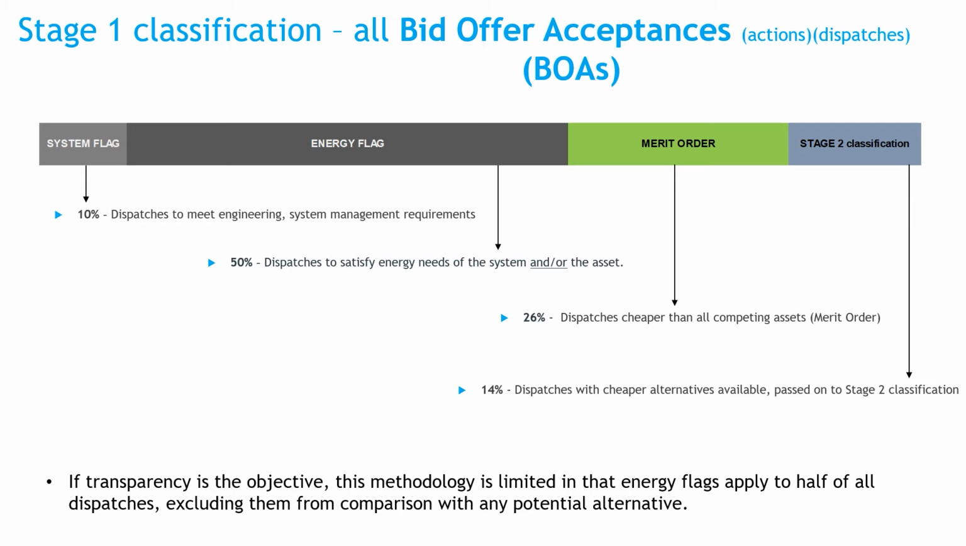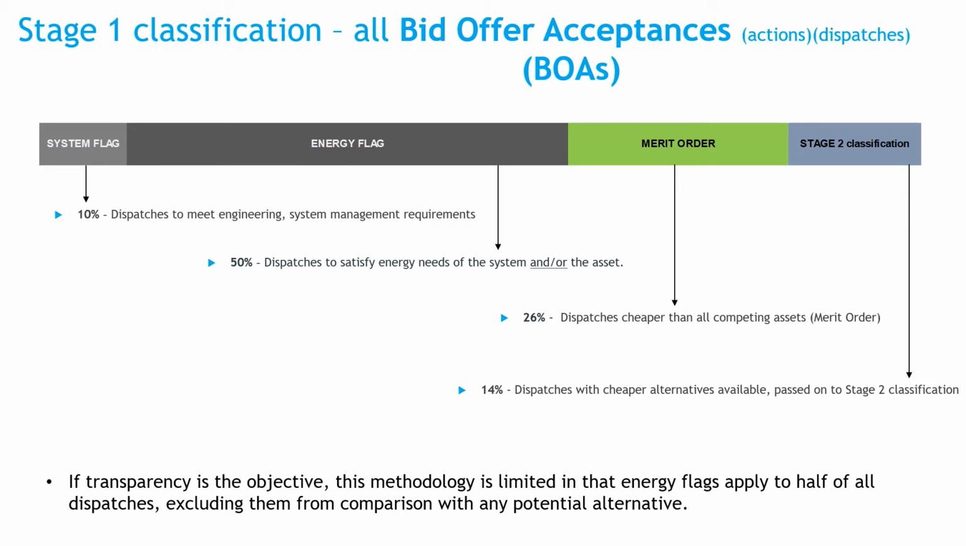You have two stages. So the first is a data set of every single bid offer acceptance, also called a BOA, or an action or a dispatch, every single action. And so you have 10% of these being given a system flag, and this is a justification saying it was dispatched to meet not only that energy requirement, but also some engineering or system management requirement. Now this could be maintaining operational limits in voltage, and inertia, or indeed thermal limits.